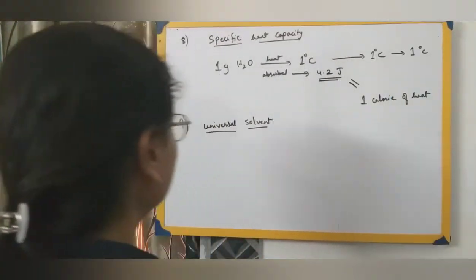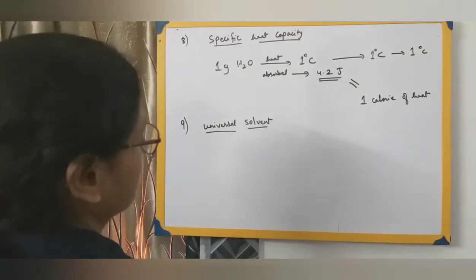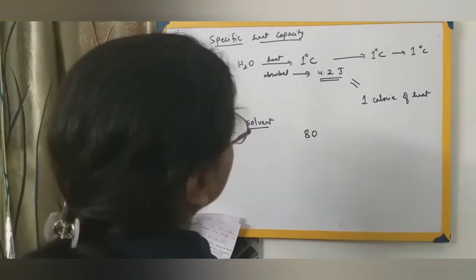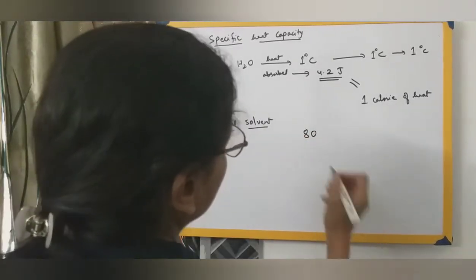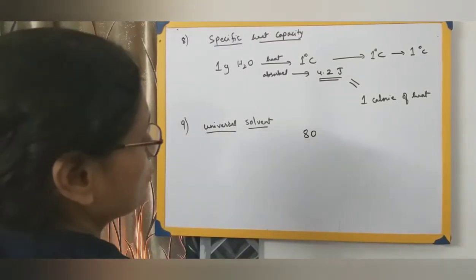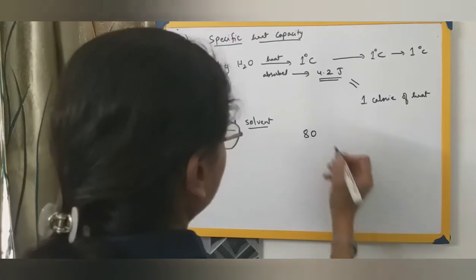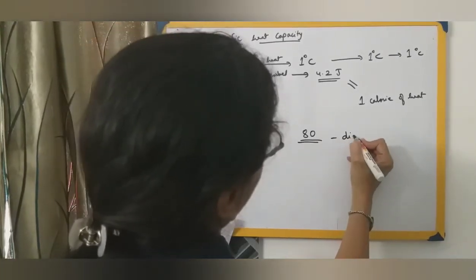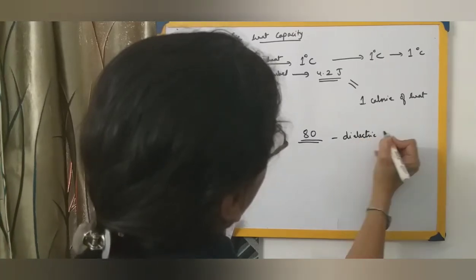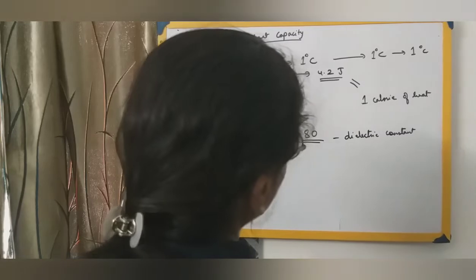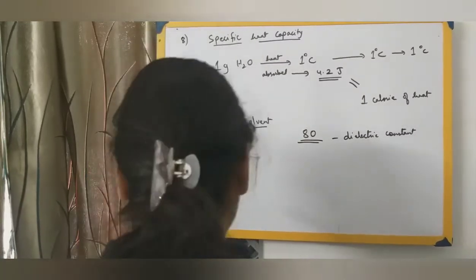So water has a very high value of dielectric constant, 80.1, but for the sake of simplicity we take it as 80. The value of dielectric constant does not have any units. 80 is the dielectric constant value for water which is at around 20 degrees Celsius.